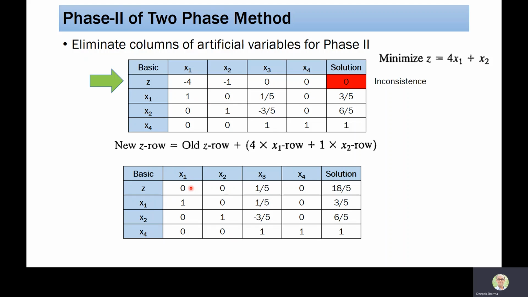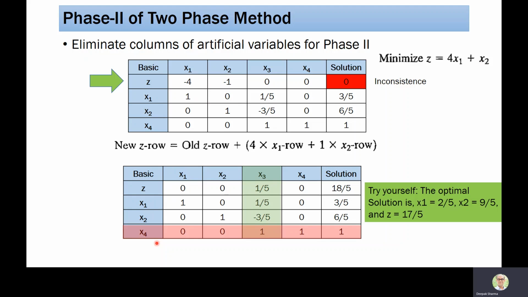With this understanding, let us go ahead. Since it is a minimization problem, we will be looking for the most positive value among the non-basic variables, which is currently x3. So x3 is going to enter, and when we find the ratio, we will see that x4 is going to leave.